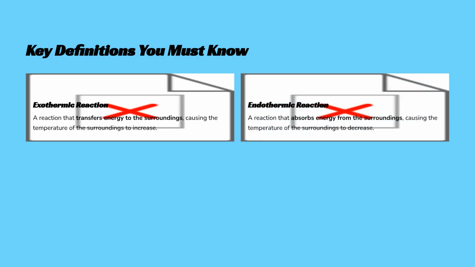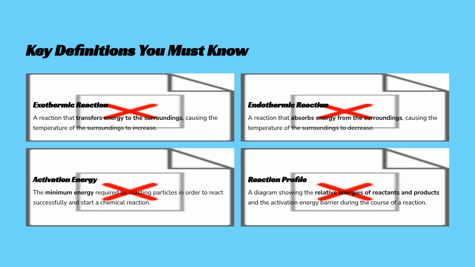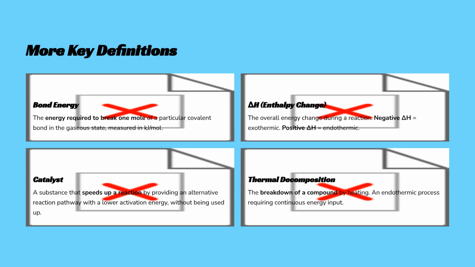Exothermic reactions transfer energy to the surroundings, while endothermic reactions absorb energy. Activation energy is the minimum energy required to start a reaction, and the reaction profile charts energy against reaction progress. More definitions. Bond energy is the energy required to break 1 mole of a bond. Delta H, the enthalpy change, is negative for exothermic and positive for endothermic reactions. A catalyst speeds up a reaction by lowering activation energy.